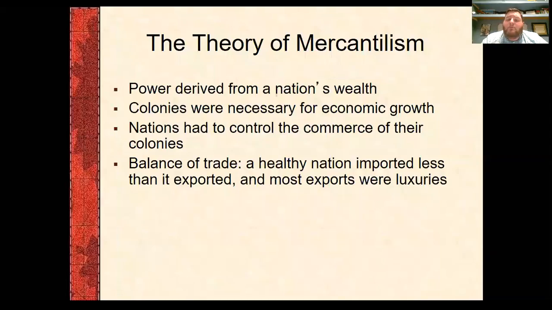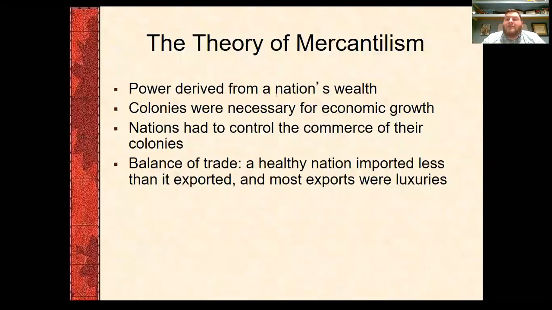With that said, though, I want to move on to the theory of mercantilism and kind of discuss this in the sense of why these colonies were expanding, because we've seen this expansion. We've talked about a couple of the wars, but why are they doing this? Well, mercantilism says that powerful nations derive their power from their wealth. So the power of a nation is directly proportional to its wealth.